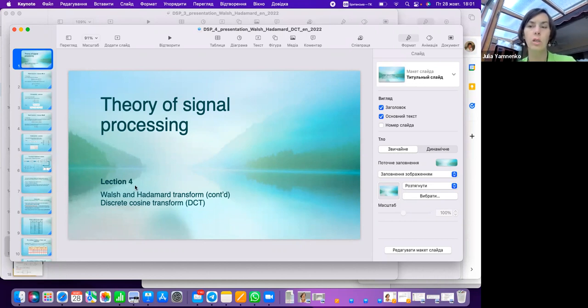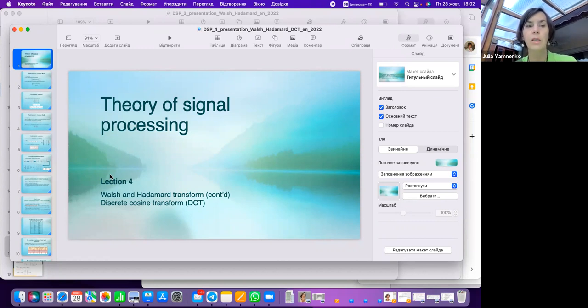We will consider only about half, because you see that the topic considered in this presentation, in this lecture, is the Walsh and Hadamard transform continued, so it's a continuation of the same theories that we already considered. The next topic we will not consider today. The discrete cosine transform will be for the next time.